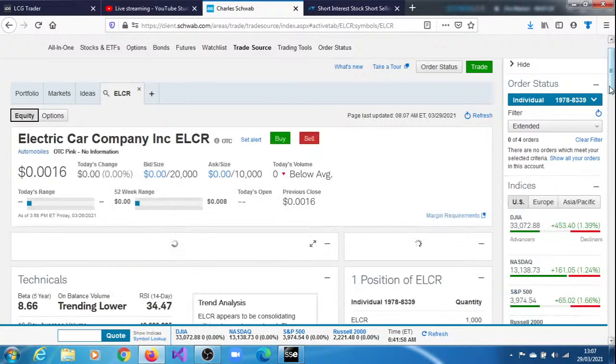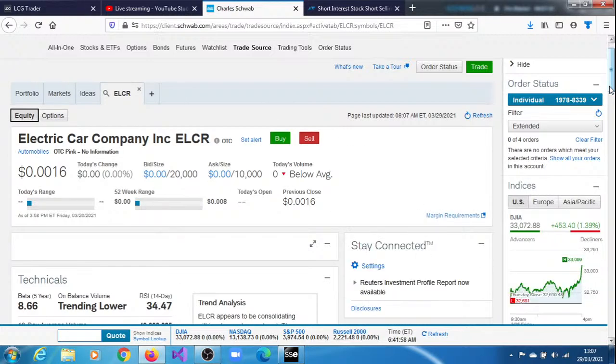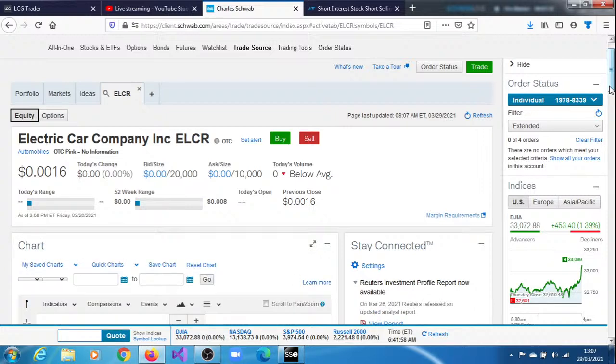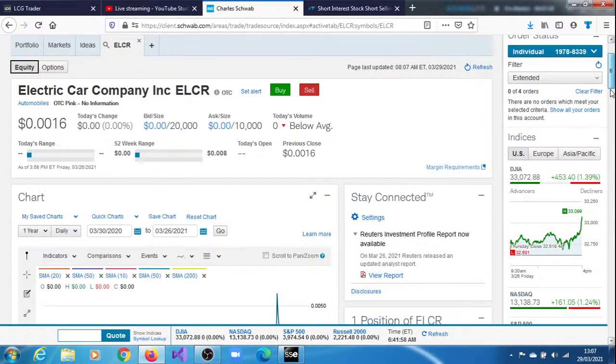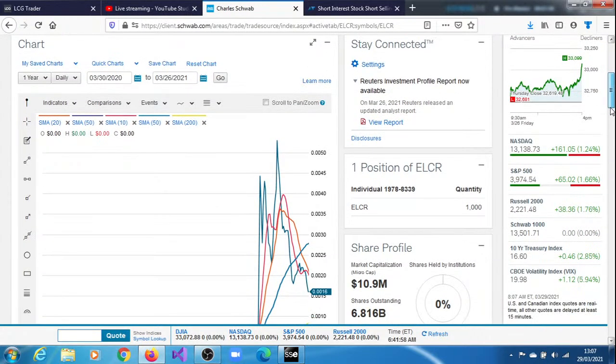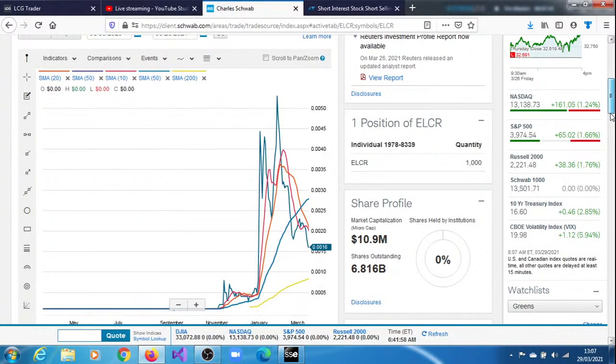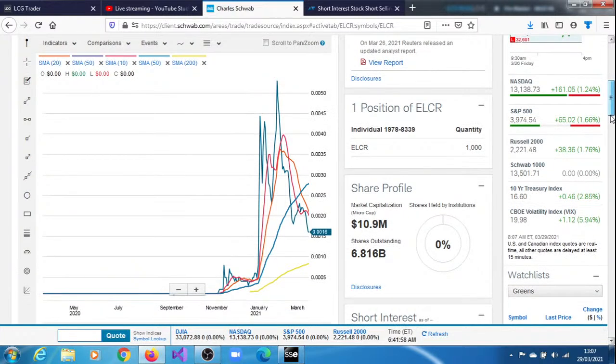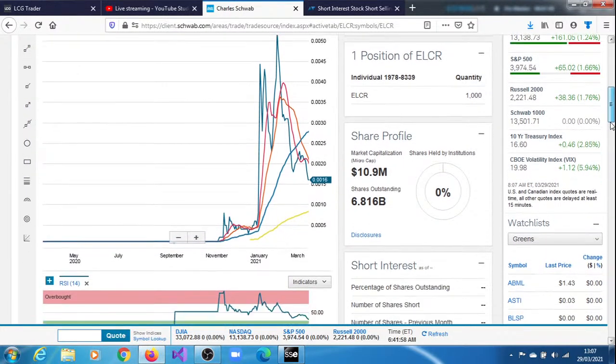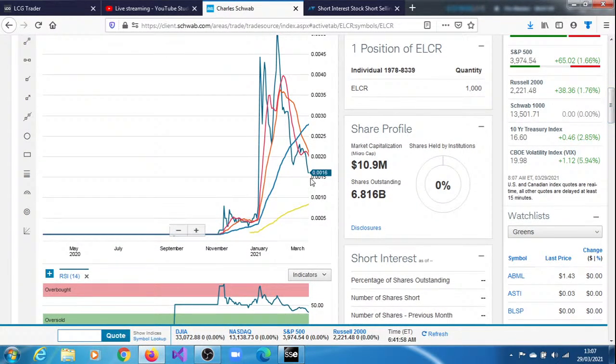So the market is opening in roughly an hour and some fractions. Electric Car Co is definitely a super penny stock, with a market cap of 10.9 million and 6.816 billion shares outstanding. So technically, easily, without even seeing anything, it's definitely a buy technically.